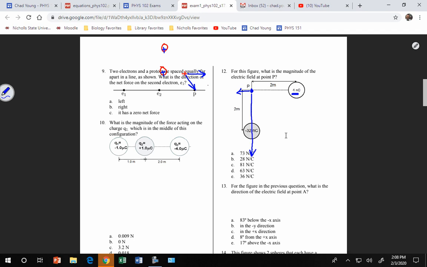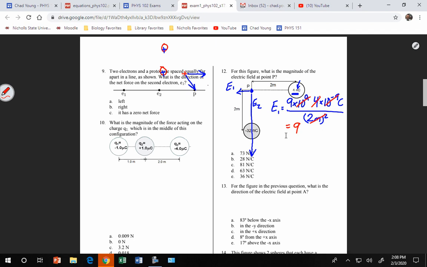Okay? So now I want to know what is the magnitude. I need to calculate the magnitude of each vector. I'll call this E1. I'll call this E2. E1 is 9 times 10 to the 9th, that's K, Coulomb's constant, times Q, which is 4 times 10 to the minus 9 coulombs, divided by the distance, which is 2 meters squared. E is KQ over R squared. Look, I gave you some good cancellations here, here, here, and here. So this is equal to 9.